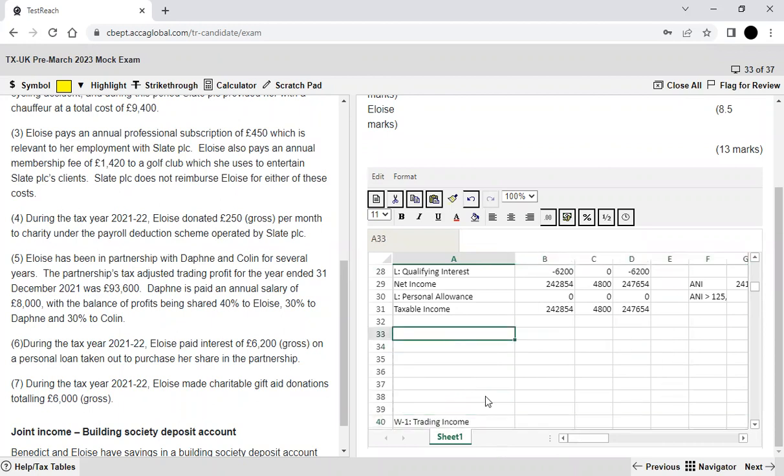Now I'm going to calculate her income tax. So the basic rate band is still 37,700, which will be extended by 6,000 due to the gross personal pension gift aid donation. So 20% on this. Then the higher rate band is still 150,000, also extended by 6,000 minus the amount which is already under the basic rate.